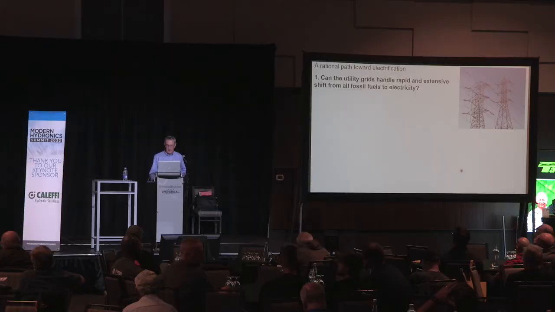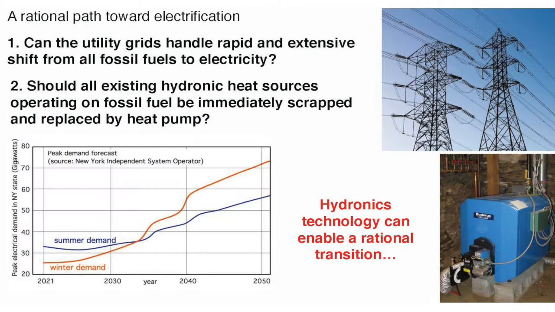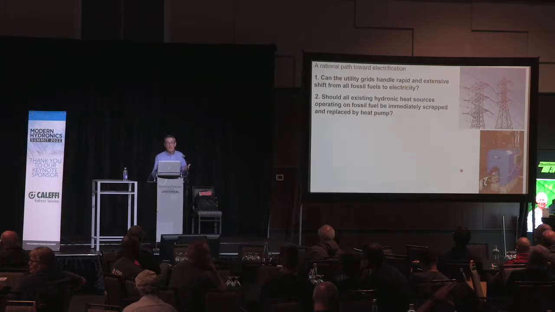So the strain on the grid is already starting to show up, and based on these regulations we've been talking about today, I think we're going to see more and more instances, not of all-out failure of the grid, but of times when certain areas in the grid experience some strain. And another question: should all existing hydronic heat sources operating on fossil fuel be immediately scrapped and replaced by a heat pump? I don't think they should.